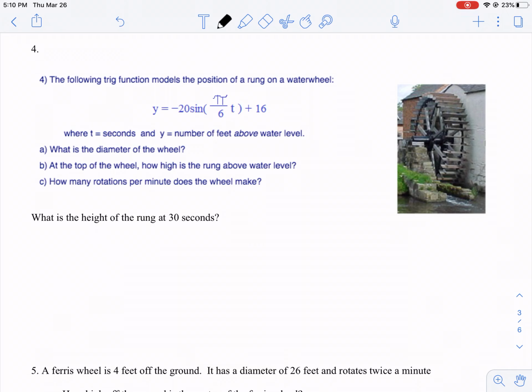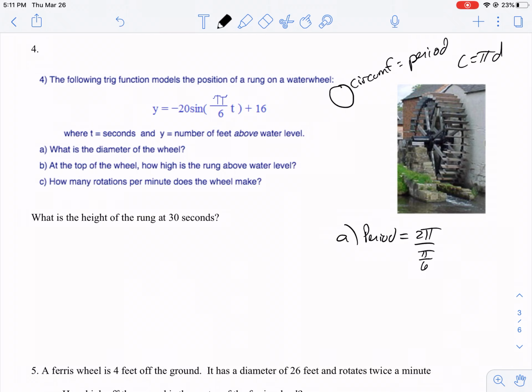Well, we saw with the tire problem in the beginning that the circumference of the wheel is equal to the period. And circumference is pi times the diameter. So we need to find the circumference or the period of the wheel. Alright, so for part A, the period is equal to 2 pi divided by the frequency. So keep it, change it, flip it, the pi's cross off, and we get a 12. So that means the circumference of that wheel is 12.